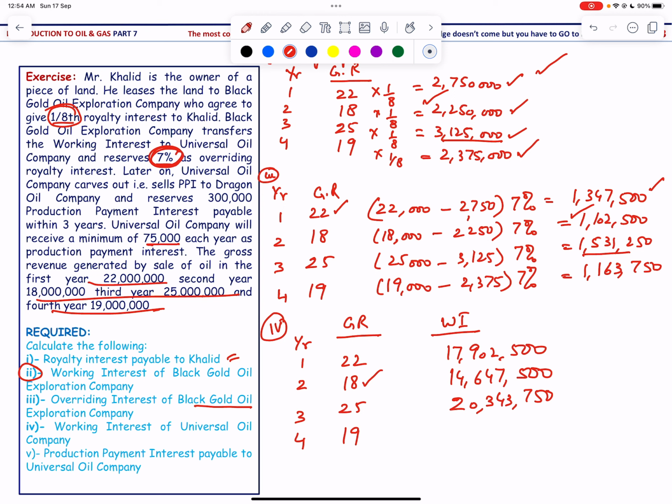For the fourth year, we have 19 million minus the royalty paid in the fourth year to Khalid, 2,375,000 minus 1,163,750 as the overriding royalty interest. So this will be equal to 15,461,250. Finally, the production payment interest payable to Universal Oil Company. Now, the production payment interest that is payable to Universal Oil Company is 75,000 each year for a period of 4 years.